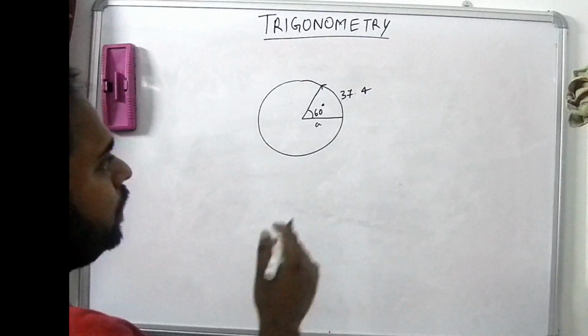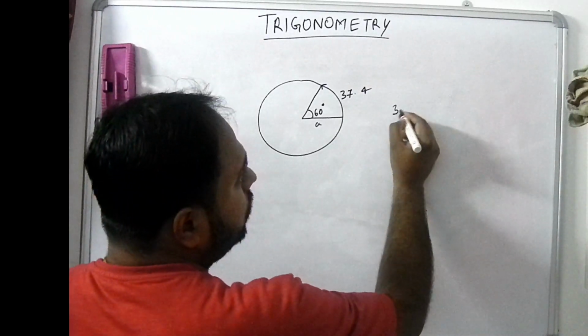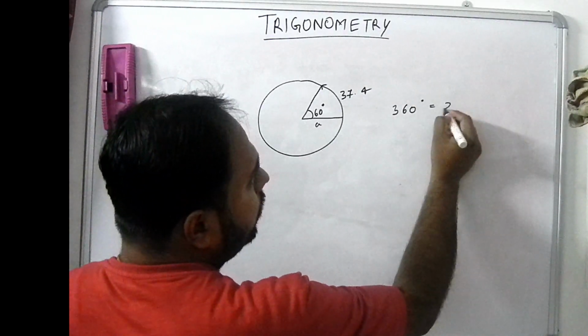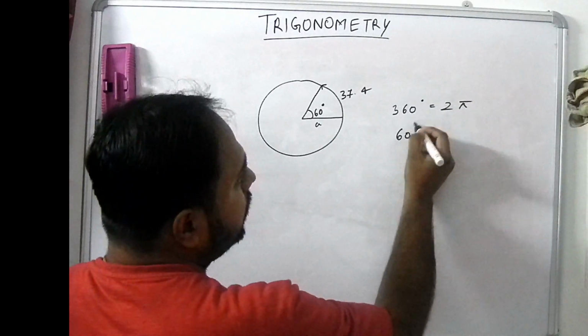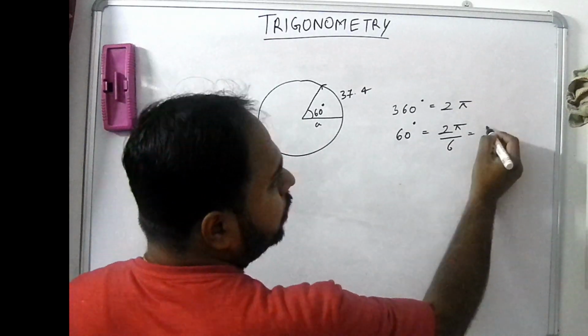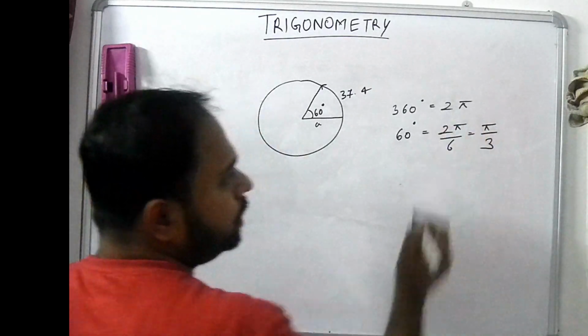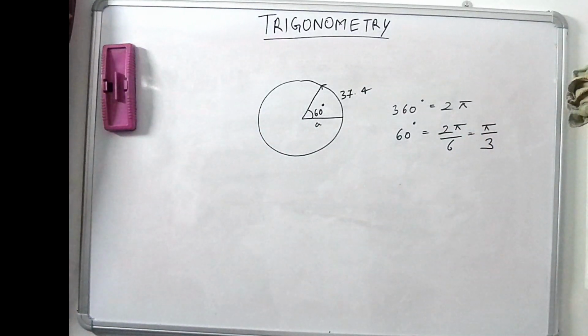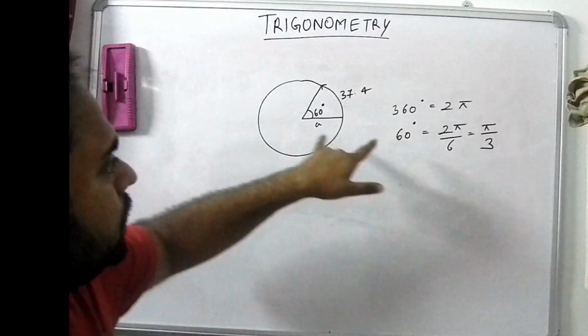First, let's convert 60 degrees into radians. I know 360 degrees is 2 pi. That means 60 degrees is 1/6 of that, so 2 pi by 6, which is equal to pi by 3. So pi by 3 radians is the angle.